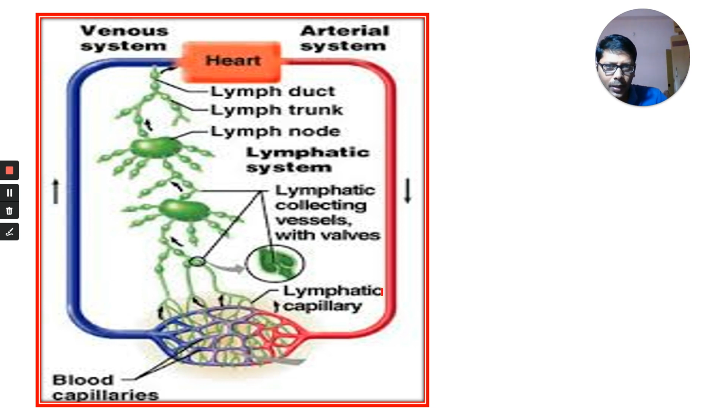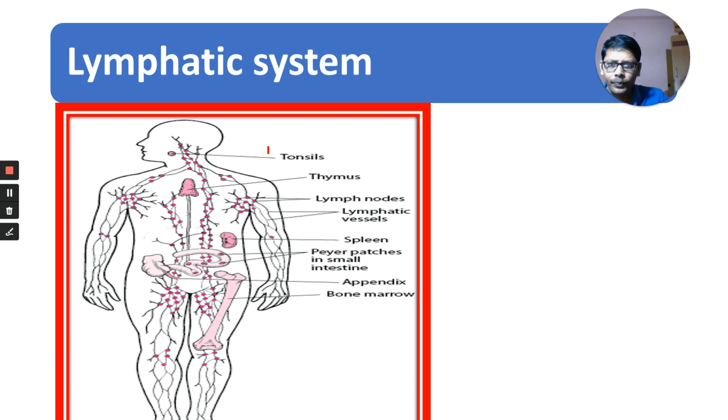Lymph capillaries unite and form... you can observe here, lymph capillary. Then vessels. Lymph capillaries, these are small ones, unite and form lymph vessels. Lymph vessels unite and form lymph duct. Okay, lymph duct is formed.